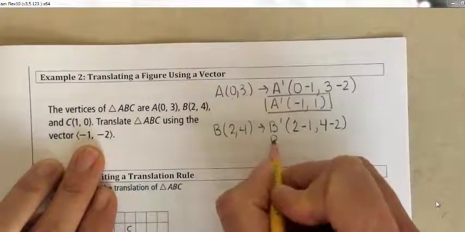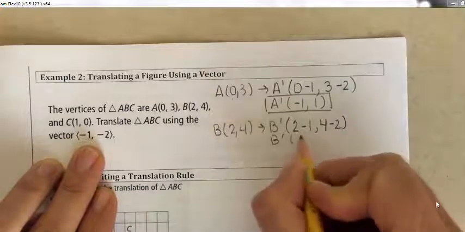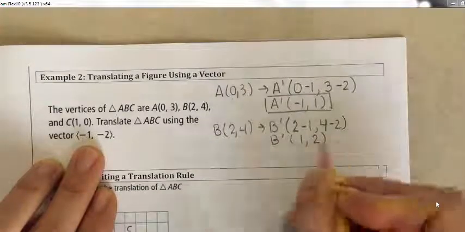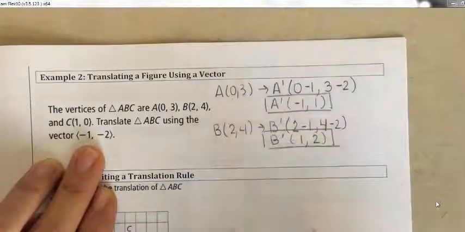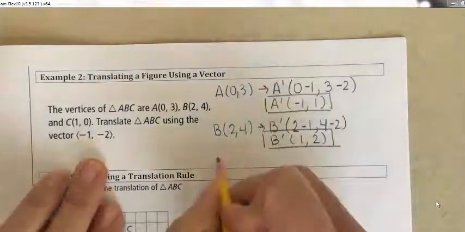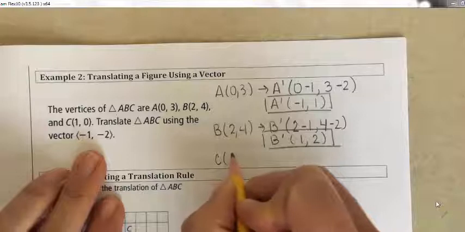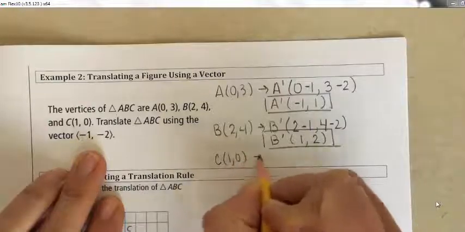So then B prime becomes 1, 2. There's your new vertex for your image. Okay, and then we're going to do the last one, which is 1, 0.